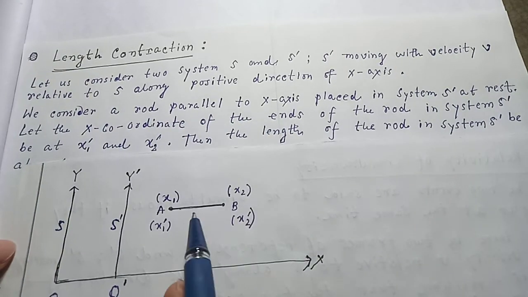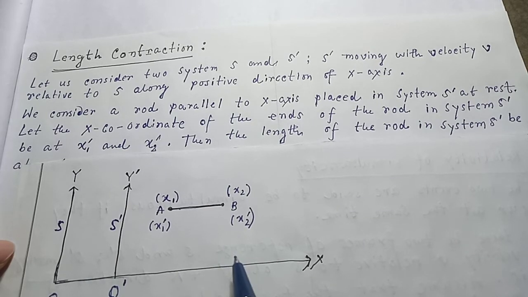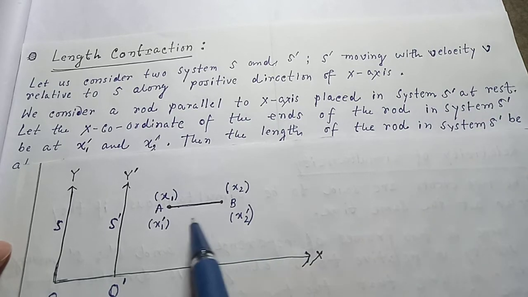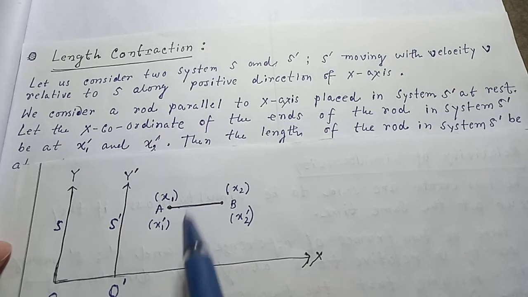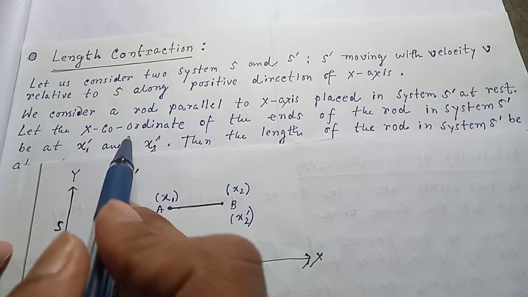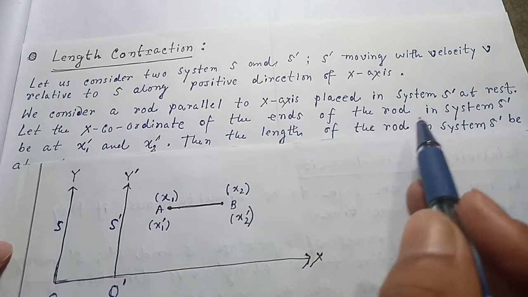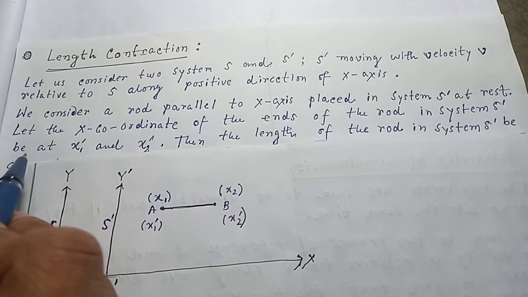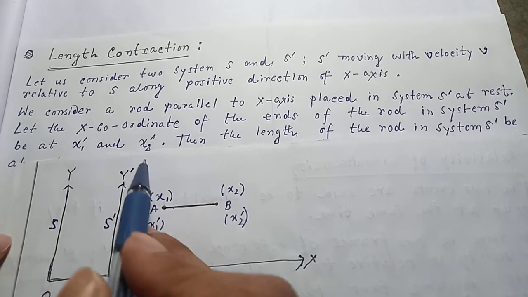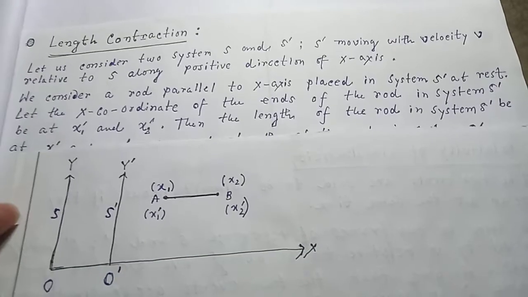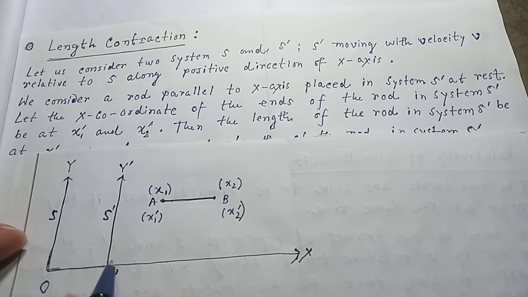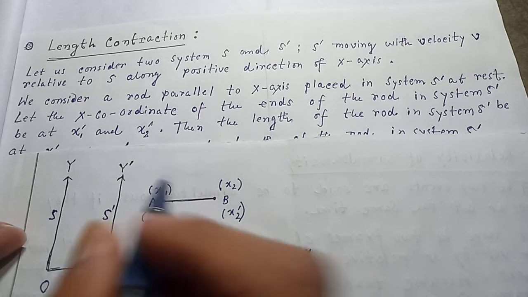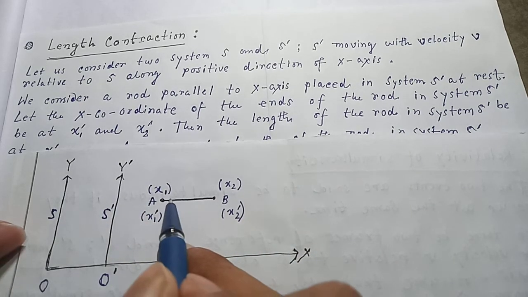ये है a rod AB and this rod is parallel to the x-axis, placed in system S prime at rest. ये rod S prime frame में rest पे है. Let the x coordinates of the ends of the rod in system S prime be x1 prime and x2 prime. This rod has coordinates x1 prime and x2 prime relative to S prime, and coordinates x1 and x2 relative to the S frame.